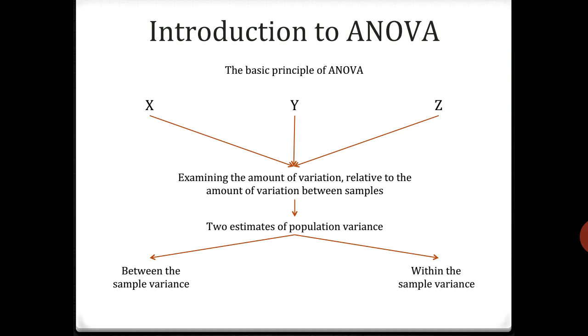And after that we have to estimate the population variance. Now this variance is considered between the sample variance or within the sample variance. So there are two different things that we have to consider when we are solving the problem using ANOVA. So here it is clear that when we have more than three samples, only in that case do we use the ANOVA technique.